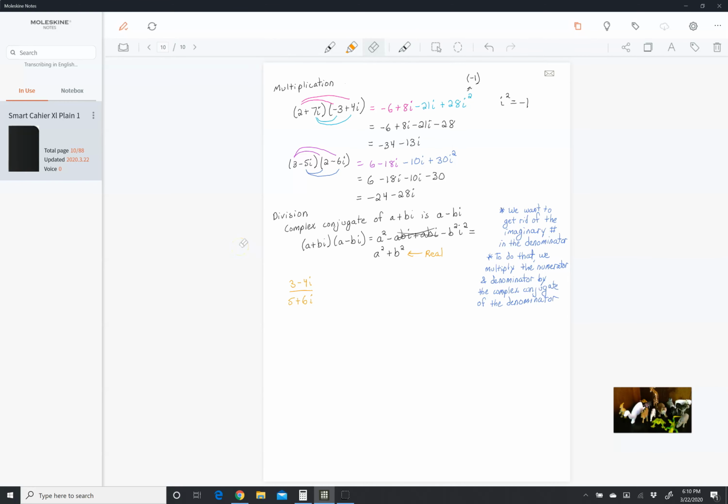In order to do this, we're going to multiply both the top and the bottom by the complex conjugate of the bottom. So the complex conjugate of 5 plus 6i is going to be 5 minus 6i. So the complex conjugate changes this sign in the middle. So we're going to multiply top and bottom by 5 minus 6i.